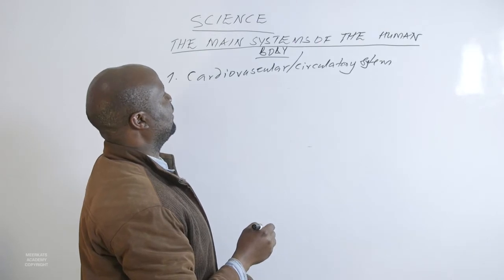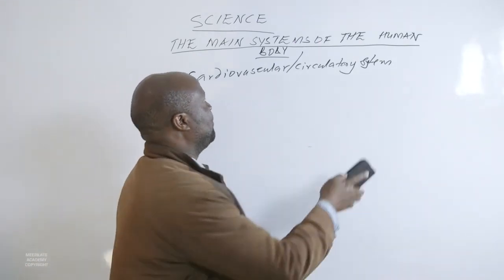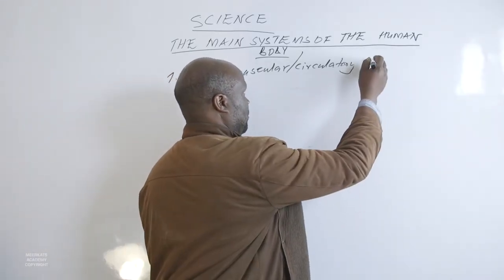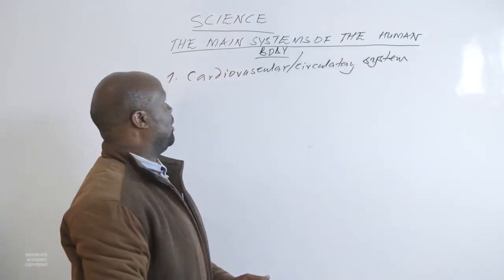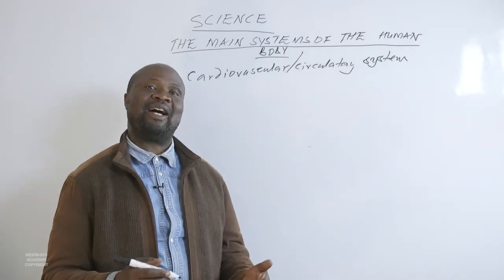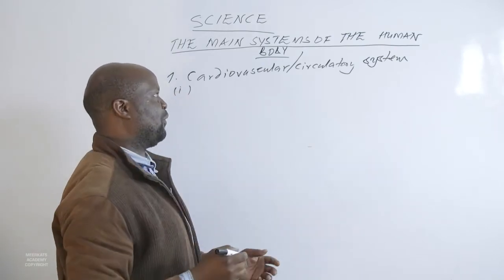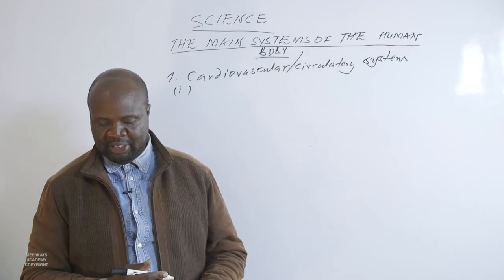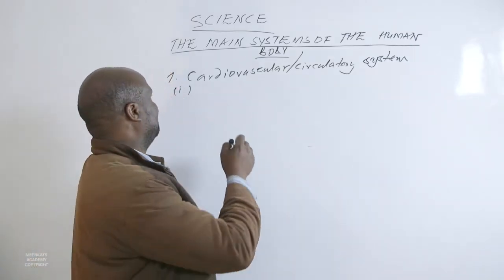So we have said, yes, we call it cardiovascular system or circulatory system. Now, the circulatory system has a number of functions that it performs. What does it do? It circulates blood around the body via the heart.